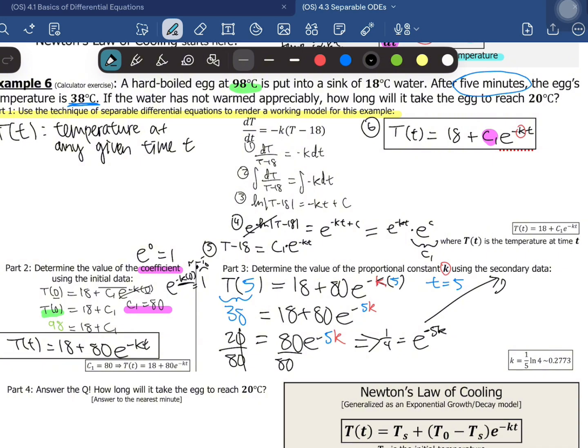And taking the ln of both sides, we get negative 5k equals ln of 1/4. And k equals ln of 1/4 divided by negative 5. If you punch that into your calculator, you'll get approximately 0.2773. This is our proportionality constant, k.